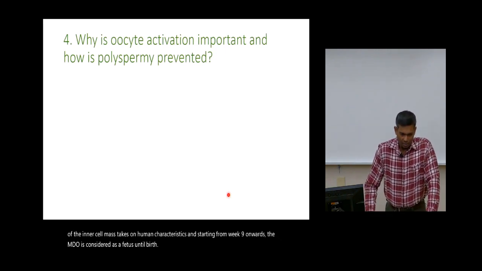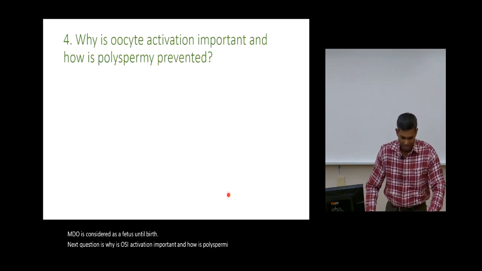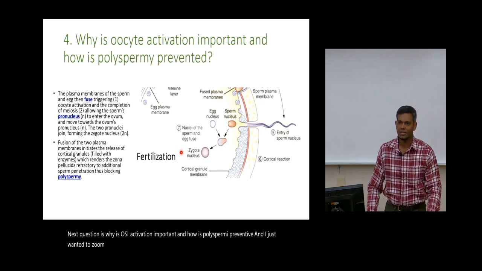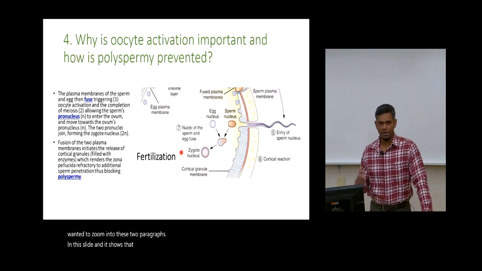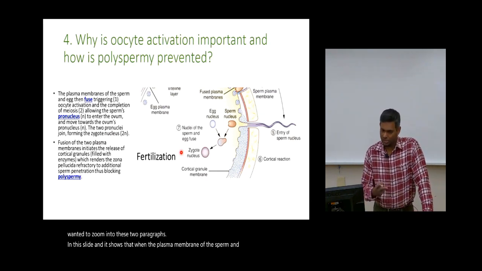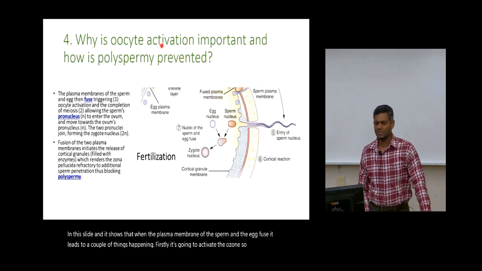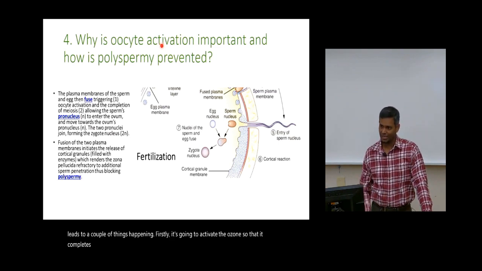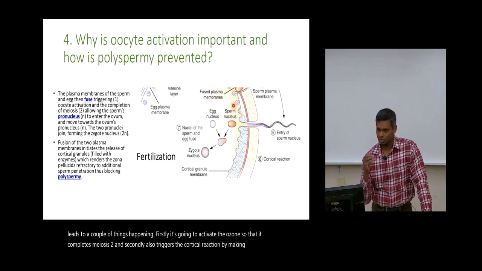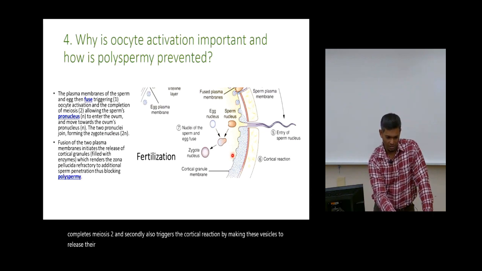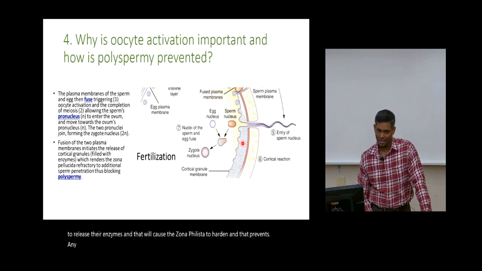The next question is, why is oocyte activation important, and how is polyspermy prevented? And I just wanted to zoom into these 2 paragraphs in this slide, and it shows that when the plasma membrane of the sperm and the egg fuse, it leads to a couple of things happening. Firstly, it's going to activate the oocyte so that it completes meiosis II, and secondly, it also triggers the cortical reaction by making these vesicles release their enzymes, and that will cause the zona pellucida to harden, and that prevents any additional sperm from fertilizing the egg.